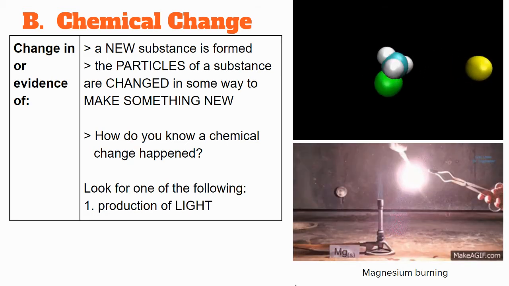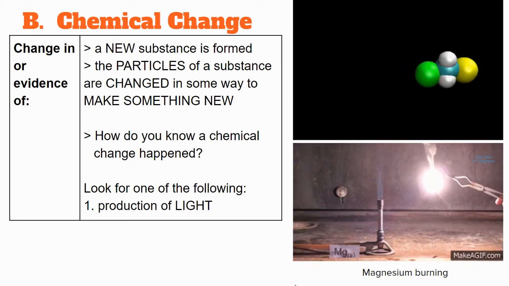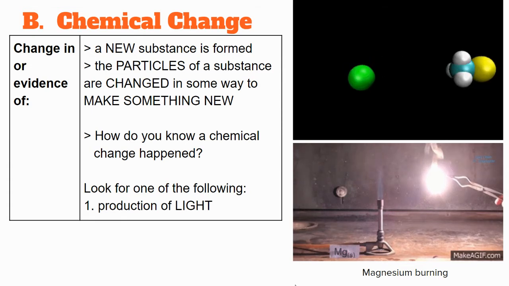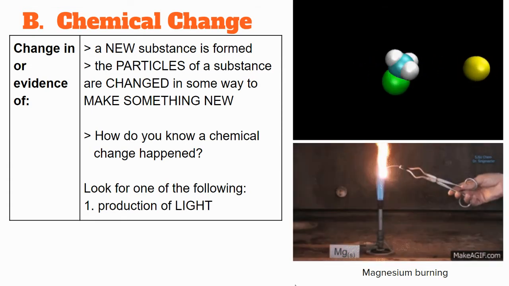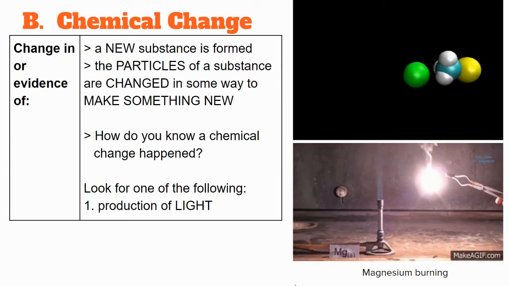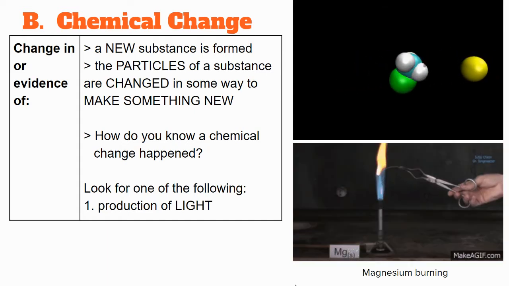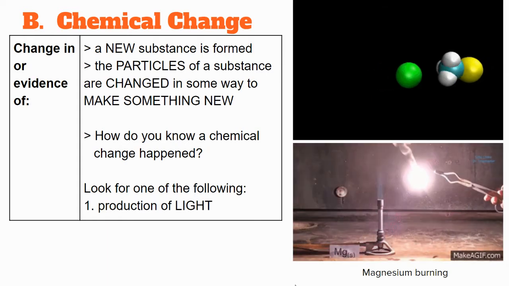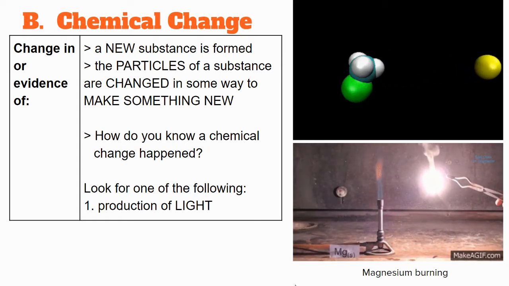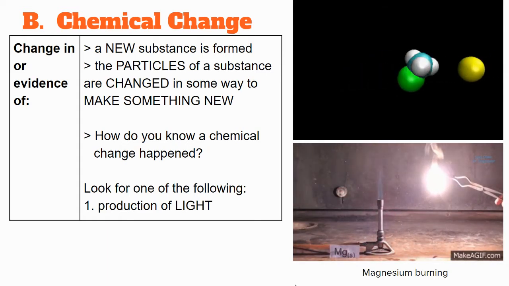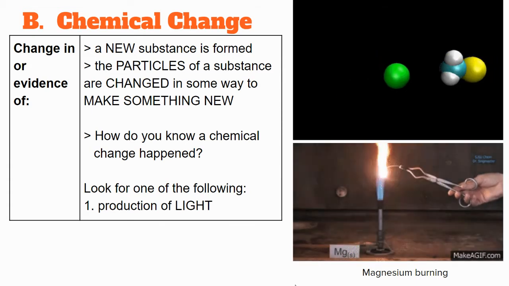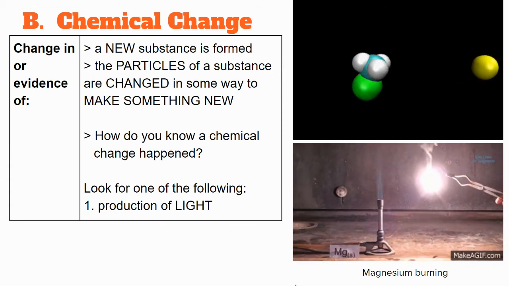So let's talk about chemical changes here. Chemical changes are when a new substance is formed, and the particles of the substance are changed in some way to make something new. You can see in the animation at the top there, we have really two different chemical substances. We're transferring that green atom to the blue and white ones, and the yellow atom is separated off of it.